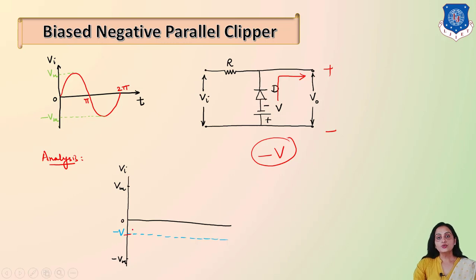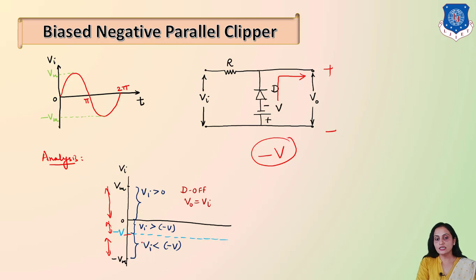Now we will do the analysis in three parts over here. The positive half cycle is shown over here, and the negative half cycle we have divided into two parts. So we will do the analysis in these three parts.